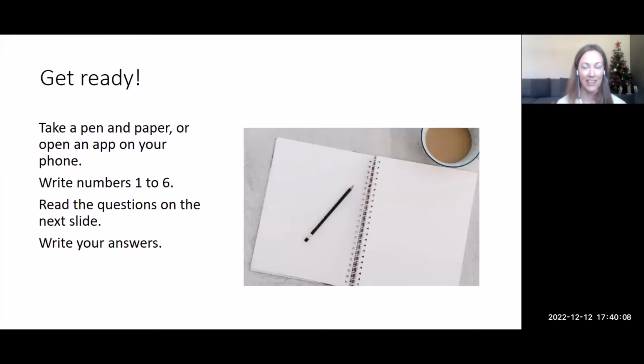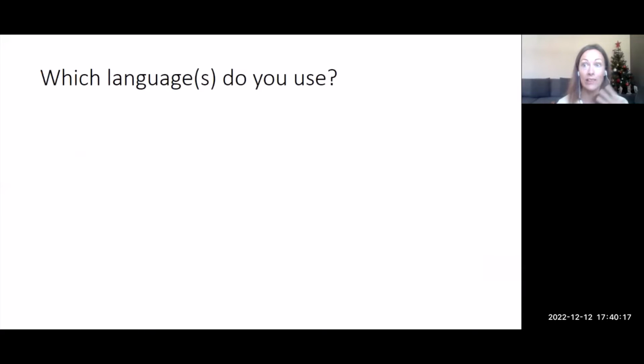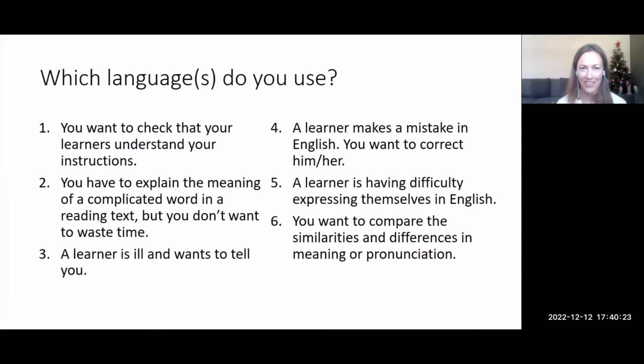And on the next slide, I'm going to tell you about 6 situations. And for each situation, you need to decide which language or languages would you use in each situation. So there are 6 coming up. So for example, number one, you're teaching. You want to check your learners understand your instructions. Which language or languages would you use? So please write this down either on a piece of paper or on your app. I will give you just a minute to read and to pop your own answers down wherever you can see them. Remember, you need to keep them for later.